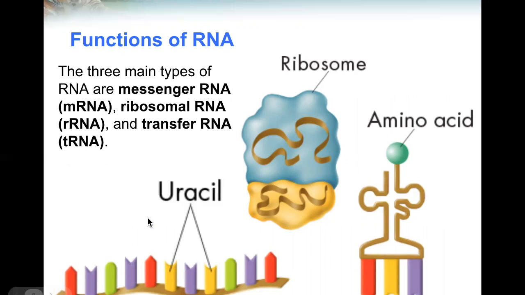Here's mRNA with the uracil in place of thymine. Here's the ribosome, which is ribosomal RNA. And then the last one, transfer RNA with an amino acid attached to 3 bases.